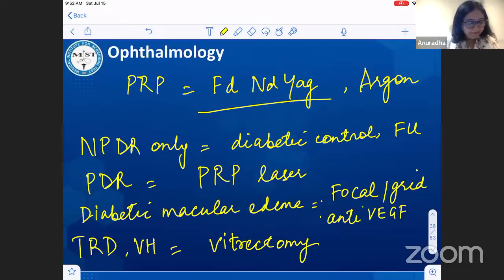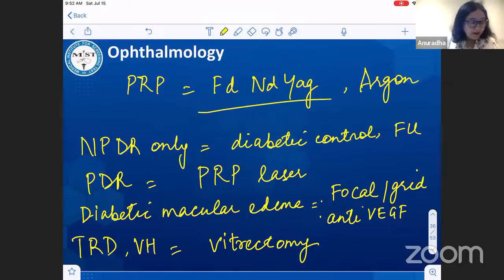Yes, 532 is the wavelength for frequency doubled Nd:YAG laser. Yes, the screening is also important. The screening of a diabetic patient for fundus examination in case of type 2 should be done as soon as the patient is diagnosed with type 2 diabetes. For type 1, changes usually occur either after puberty or 5 years from the onset of type 1. So that is the time when you will screen such patients.